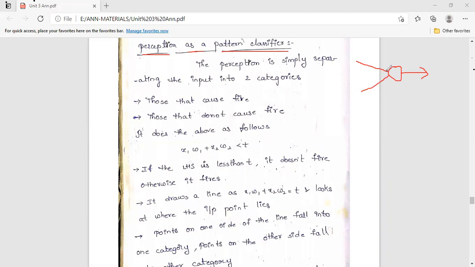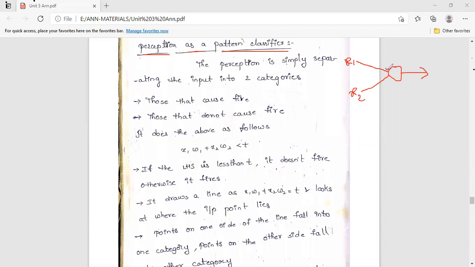Here I have applied two inputs for this particular node. The first input is x1 and assume this is x2. These are the two inputs, but not only two, you may apply multiple inputs. Through these inputs, I am going to give some values to this unit, and this unit is going to perform some kind of computations.